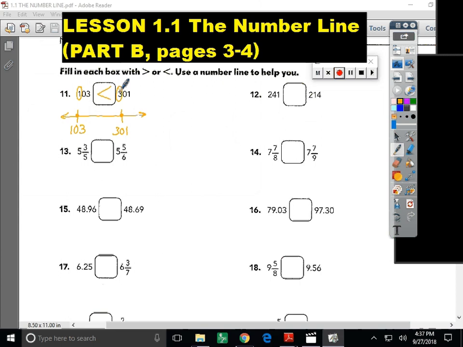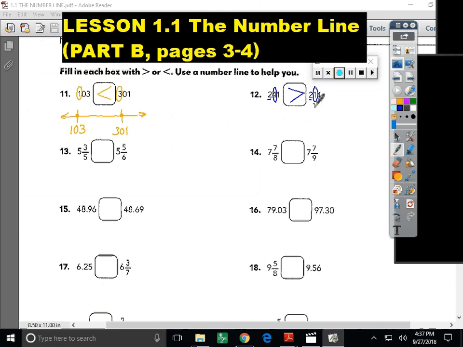Let's take a look at number 12. This is another example with whole numbers, but in this case I notice that the 2 is the same in the hundreds place. So I move over another place value and I notice that in the tens place I either have 4 tens or 1 ten. Well, obviously 4 tens would be a better situation or more than 1 ten. So I'm going to use the greater than symbol. So again, some quick notation without the number line would be to show me the place value that determines the larger quantity or amount.